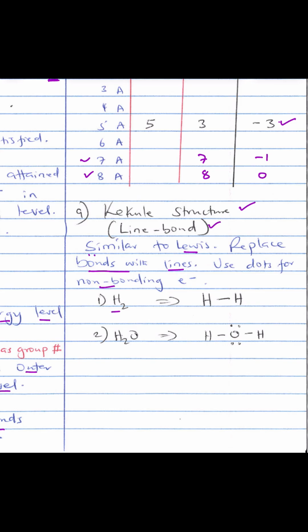So for example, hydrogen, H2, instead of the 2 electrons between hydrogen, now we just use a line between hydrogen. Water, we'll have a line between hydrogen and oxygen, and then we're left with 2 electron pairs. That's 4 electrons on oxygen, and we need to show those. So oxygen has 2 electron pairs. Remember, the Lewis structure for water was written like this, and we were using electron pairs instead of the bonds.